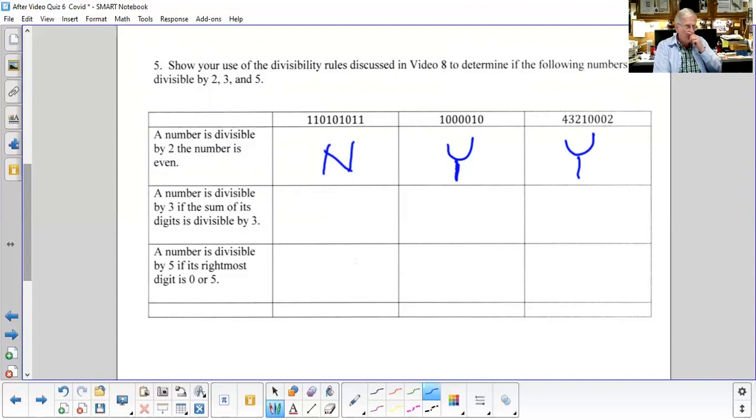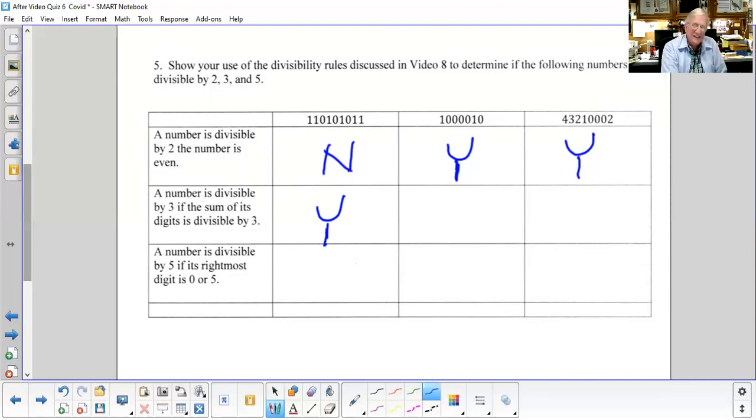Is the number divisible by 3? We're going to do the second row now. Let's add up the ones in here. The 1 plus 2 plus 3 plus 4 plus 5 plus 6. Those ones, there are 6 of them. They add up to 6. Is 6 divisible by 3? It sure is. So is that number divisible by 3? Yes, it is.